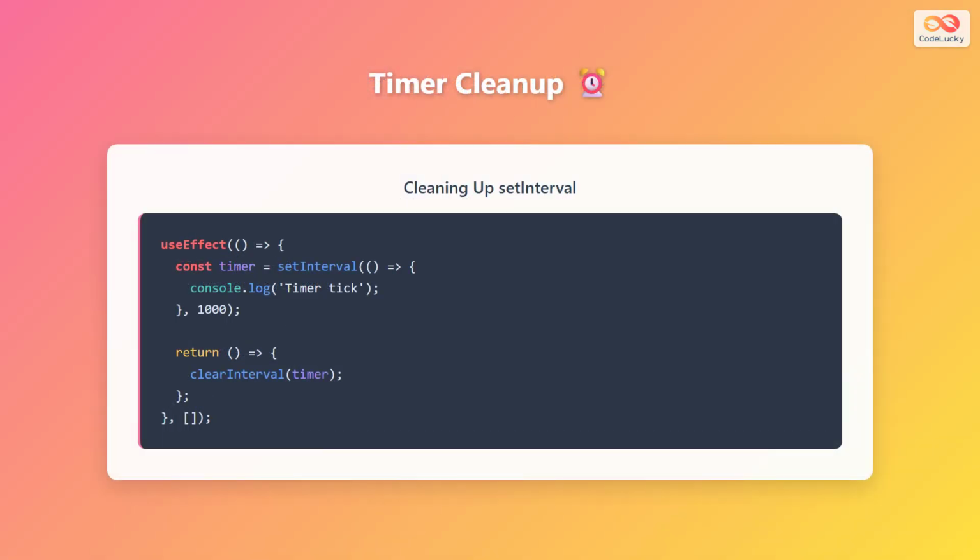Let's look at an example of cleaning up a timer. Inside the useEffect hook, a timer is set up using setInterval to log "timer tick" every 1000 milliseconds, which is 1 second. The cleanup function returned by useEffect uses clearInterval to stop the timer when the component unmounts. This prevents the timer from continuing to run in the background and causing memory leaks.